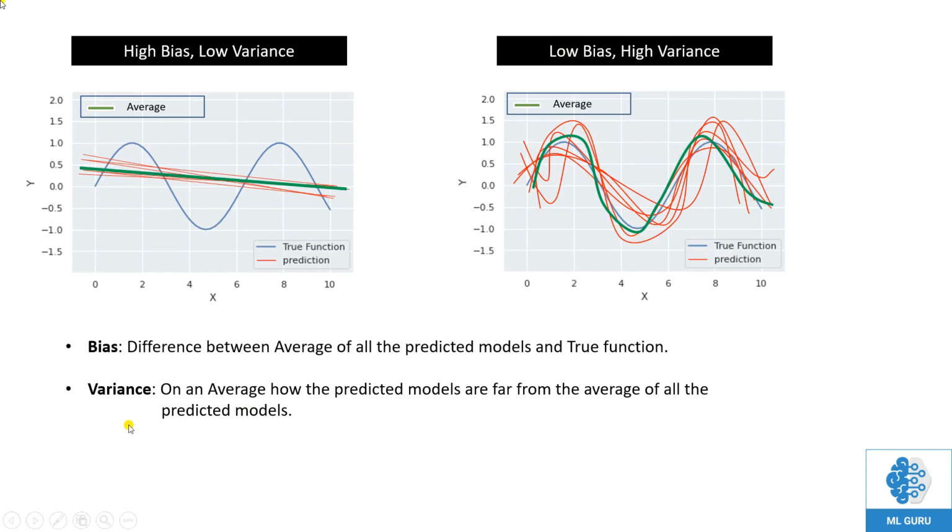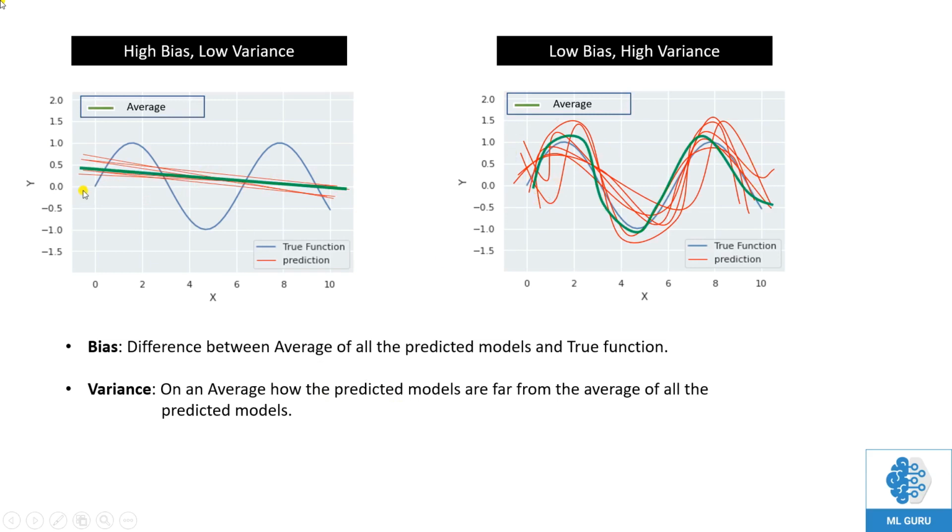Now let's see what you mean by variance. Variance is nothing but, on an average, how far the predicted models are from the average of all the predicted models. In other words, you can think of it as how far apart all these predicted models are. So in the first case, you see that the red lines are close to each other, so we have low variance. On the right side we see that all these models are different from each other or far away from each other, so I have a high variance here.